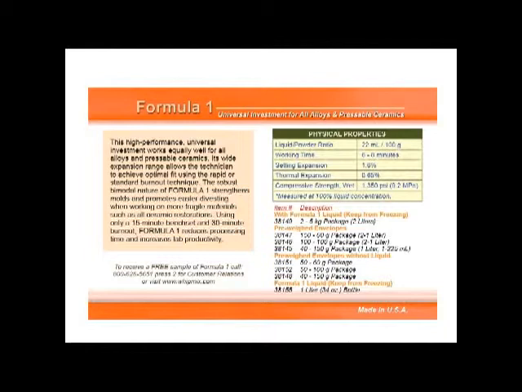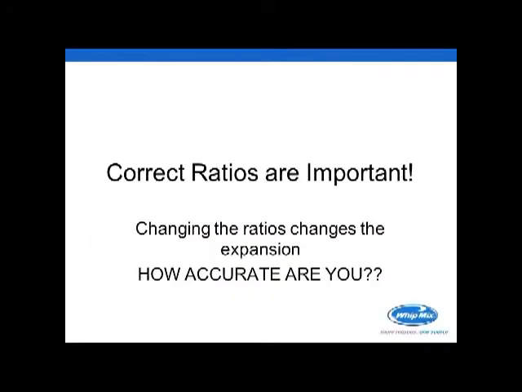If you're trying to get greater expansion than the sum total of these three in any particular investment, then you're going to need to make some changes either in the investment that you're using to get one that gives you a higher expansion, or perhaps in the liquid that you use. All right, now with that, correct ratios are very important. Changing the ratios changes the expansion. Now with that said, the next question has to be asked, how accurate are you?